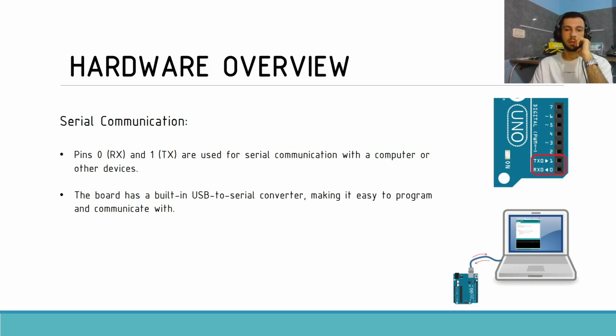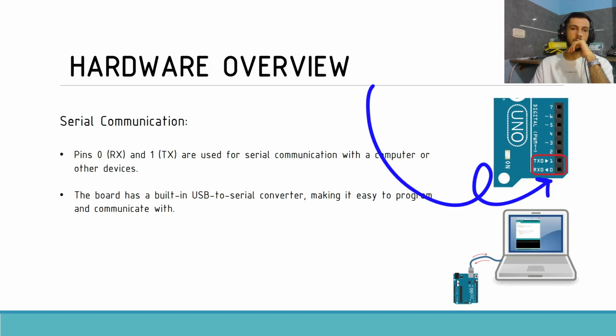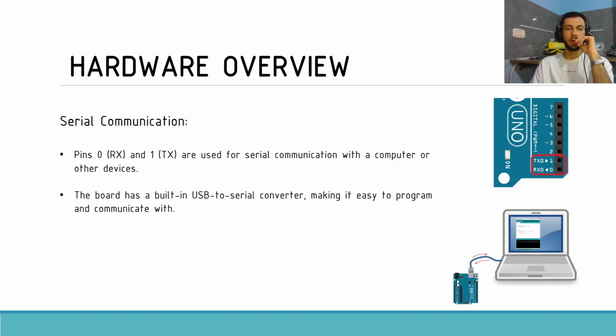Talking about serial communication. The first part in serial communication is the RX and TX pins, which are pin 0 and pin 1 in the digital pins, as you can see in the slideshow. They are used for serial communication with a computer or other devices. The RX pin stands for receive; this pin is used to receive data from another device, whereas TX stands for transmit. This pin is used to send data from what? From Arduino to another device.